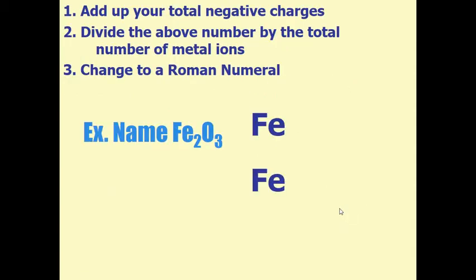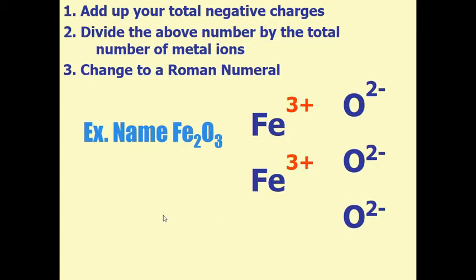Here it is again. You can see it. 2 irons, 3 oxygens, 2, 2, 2. The total negative charge is a -6. And so we're going to divide that 6 by the total number of metal ions. We have 2 irons, so we're going to divide 6 by 2. That's a 3, which means each one of these is a +3.